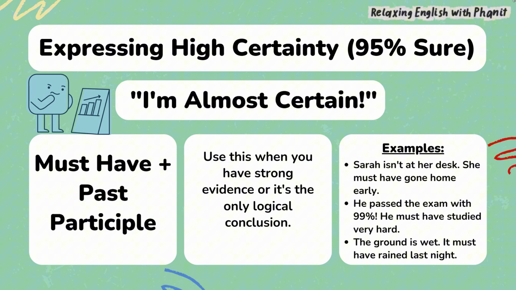First up, when you're almost certain about something, must have. Imagine you see your colleague's empty desk and their coat is gone. You'd say, Sarah must have gone home early. The evidence is strong. Or if your friend aced a test, you'd say, he must have studied very hard. You're not 100% sure, maybe he got lucky, but based on the evidence, it's the only logical conclusion. This is your high confidence deduction.